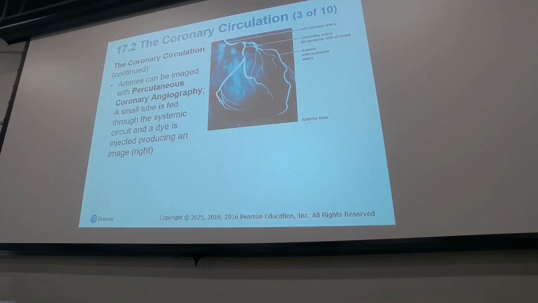One way to visualize these arteries is by an angiogram. An angiogram is basically injecting a contrast material through the veins, and once this contrast material reaches the heart, you can see how this blood goes into the heart. So in this case, we have the left coronary artery, and this will be the anterior interventricular artery, and this is the circumflex, and there is a lack of flow of this material in here.